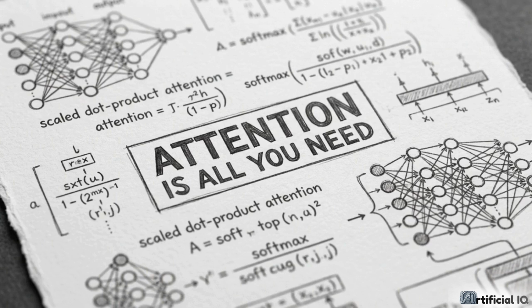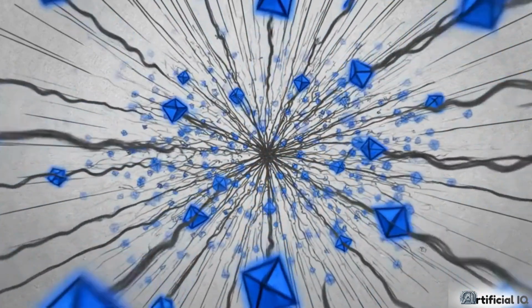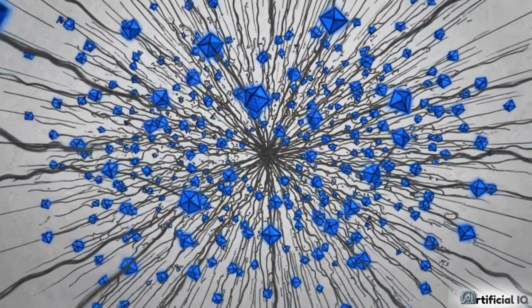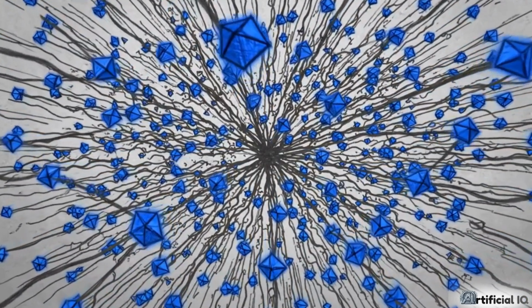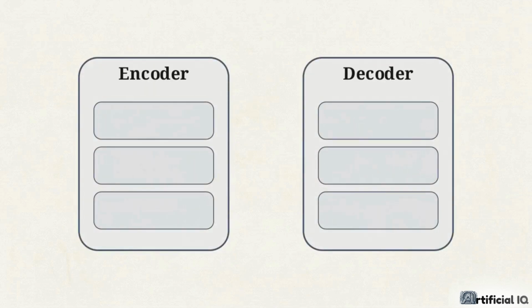In 2017, a single research paper titled "Attention is All You Need" was published. Within a few years, the math inside this document spawned a multi-billion-dollar industry and the current generation of frontier AI models. This diagram shows the original architecture, divided into two distinct halves, an encoder block and a decoder block.